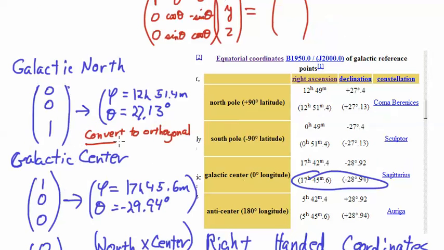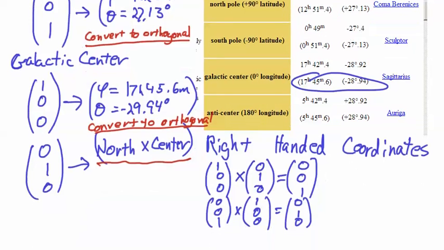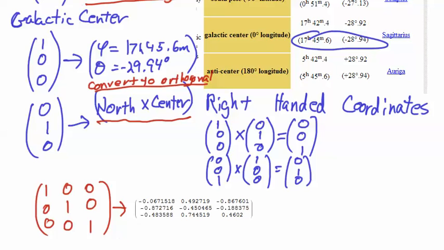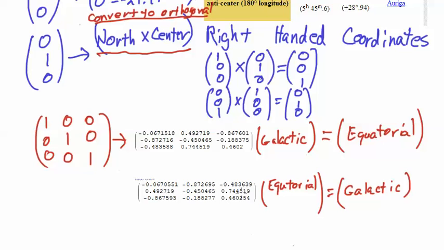So you take this and convert it to orthogonal, and then you take this and convert it to orthogonal, and then once you've got those, you can take the cross product of those two, the north by the center, to get essentially the galactic east direction. And finally, you put those all together in a matrix, and you'll have a transformation matrix that transforms galactic coordinates into equatorial. All we need to do then is take the inverse of this matrix, and it should be applied to any set of orthogonal equatorial coordinates to get the orthogonal galactic coordinates. By the way, these two matrices were constructed with the 1950 coordinates, not the 2000 coordinates, and they have at this point not been confirmed to any significant degree.